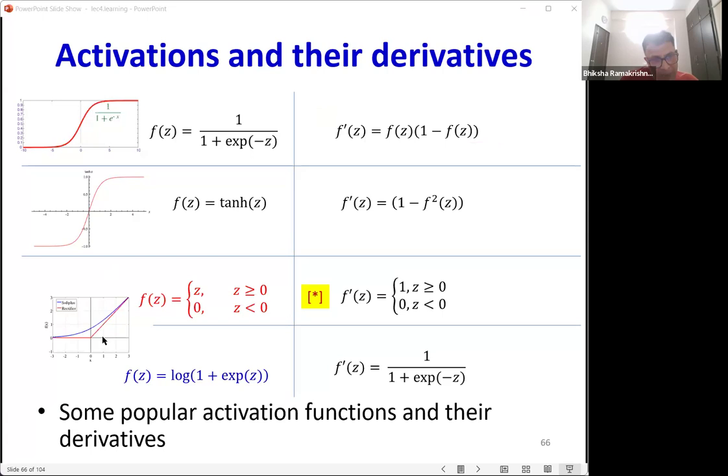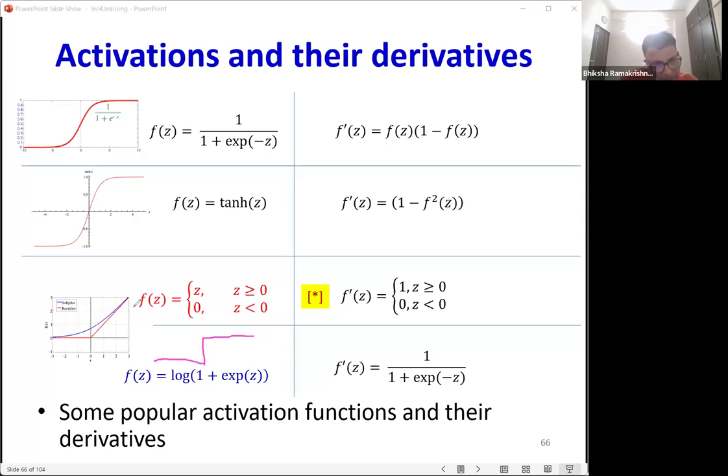Then you have the rectification function, the so-called ReLU. It's 0 for negative numbers and the input itself for positive numbers. What will its derivative look like? What will this red curve's derivative look like? Anybody? It's going to be 0 when the input is negative. It's going to be 1 when the input is positive. And at 0, it's kind of undefined, but if you wanted to plot it, it would be a step.